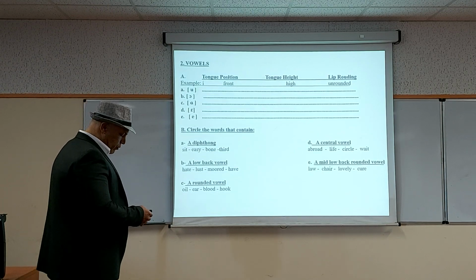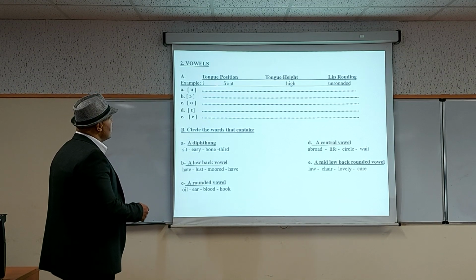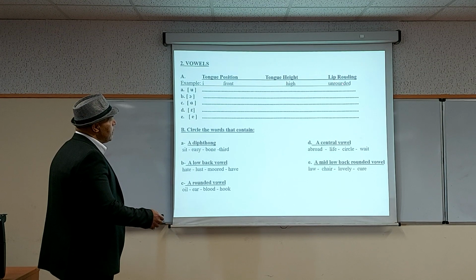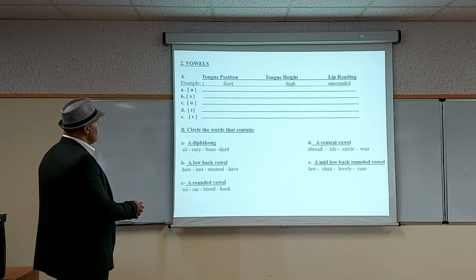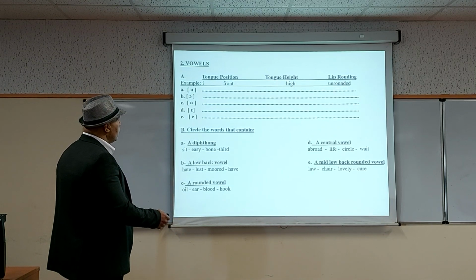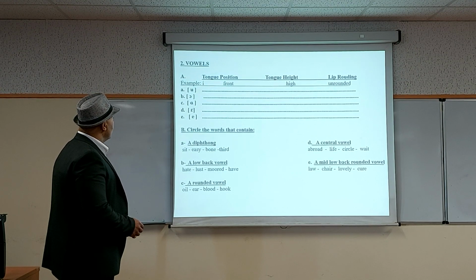The third exercise is about the vowels. We ask you to give the tongue position, whether front or back, tongue height, high or low, and whether the lips are rounded or unrounded. Example here, we have an i. It is front, high, and unrounded. So we'll do the same for the rest of the vowels in question.